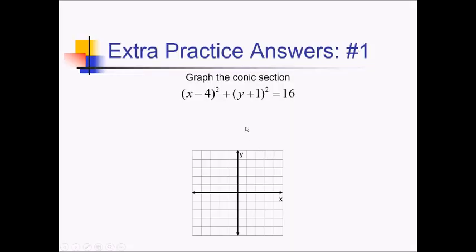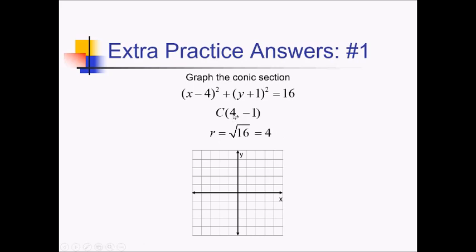For this one, we have a circle to graph. So we've got a center of (4, -1), and then the radius is going to be the square root of this number over here. So square root of 16 is 4. So let's graph our center.